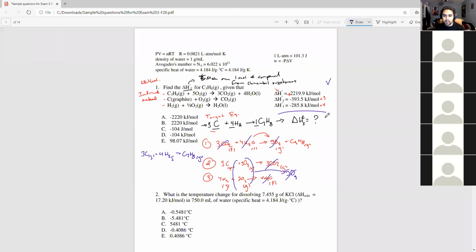So that means I can do my summation. Go ahead and calculate that. What number do you guys end up getting? I got negative 103.8 kilojoules per mole. Okay, kilojoules per mole. And is that correct? Yes. There you go. So your answer is D.